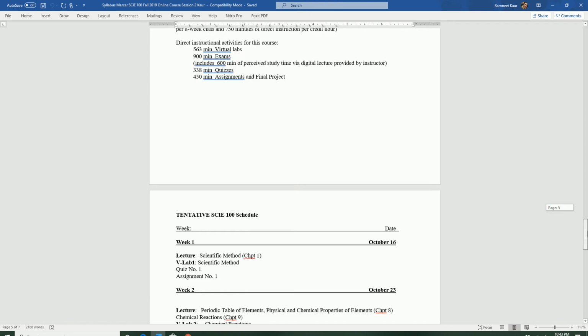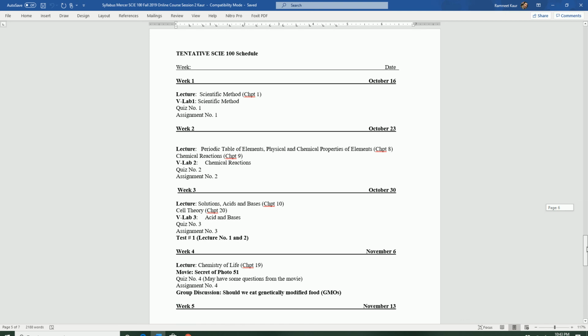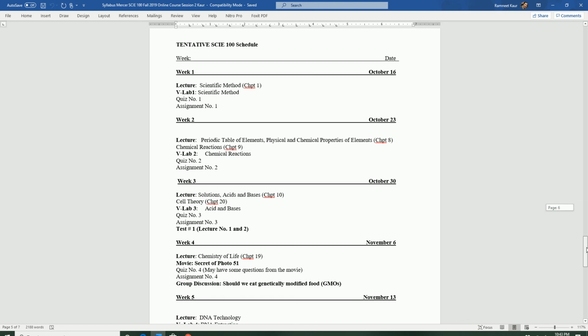Okay, so now let's talk about our course schedule. What are we going to do in the first week? Week 1. We will be learning about the scientific method. This is chapter number 1 in the book. And the lab in the first week is also the scientific method lab. The lab will be posted on Canvas, and the assignment is also posted on Canvas, under week 1.